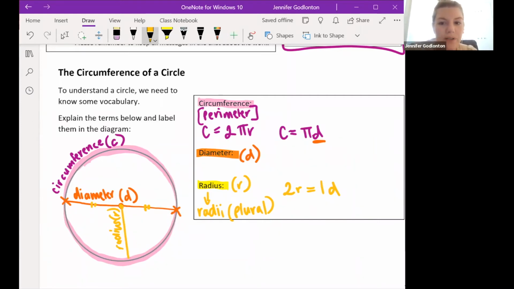The most important thing that I want you to understand from this page is what a circumference is, that pink part that I've highlighted on the outside. Understanding that the circumference is the outside, that the diameter is when we go from one side of the circle to the other side and go through the center, and a radius is when we go from the center to the outside of the circle. If you understand those three words, then I'm going to be happy.